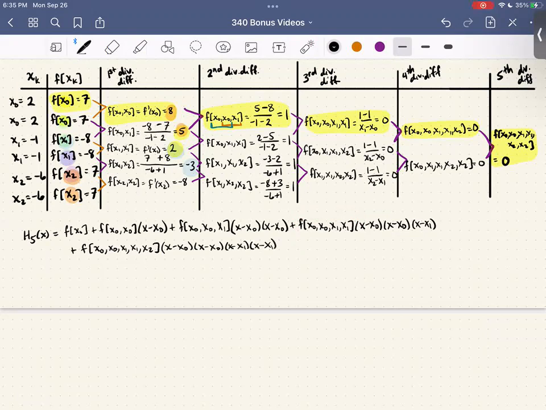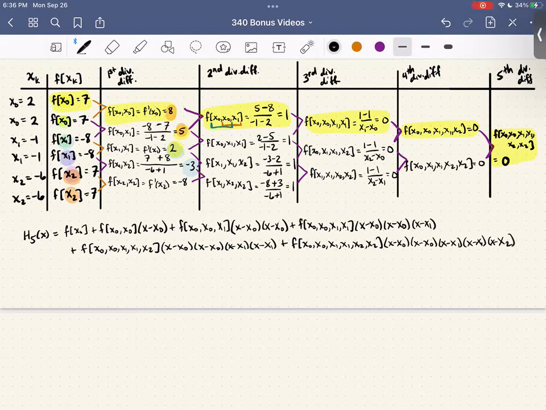And the very last term I have here includes all the nodes listed twice because this is a Hermite polynomial. I have x0, x0, x1, x1, x2, x2, and all the nodes that were in the previous divided difference. So (x minus x0)(x minus x0)(x minus x1)(x minus x1)(x minus x2), and I stopped there. Okay.